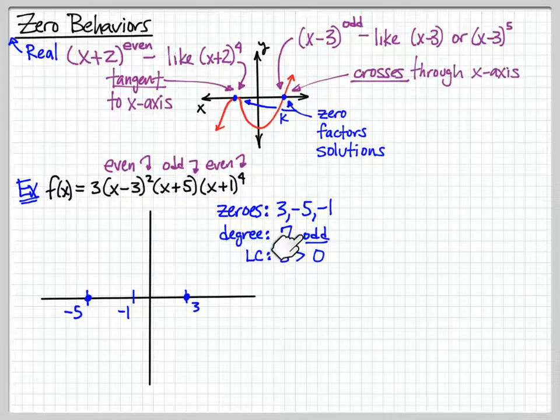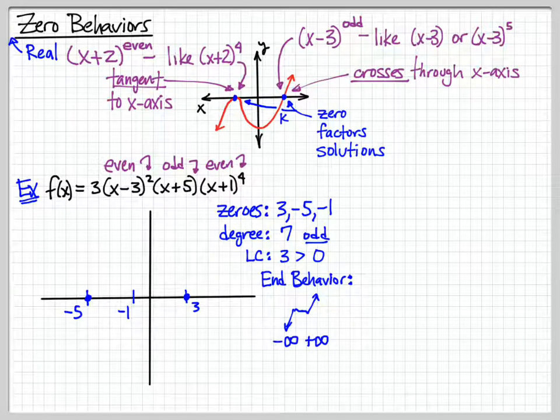We have an odd degree polynomial, and the leading coefficient right here is 3, and so it's greater than 0, and so from what we learned before, we will have an end behavior that starts off somewhere down here, comes up, bounces around, and goes up through here. So now that we know the end behavior, we can start our graph down below here.